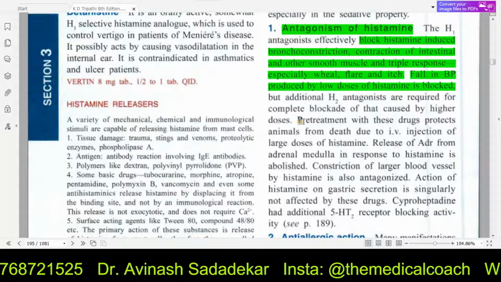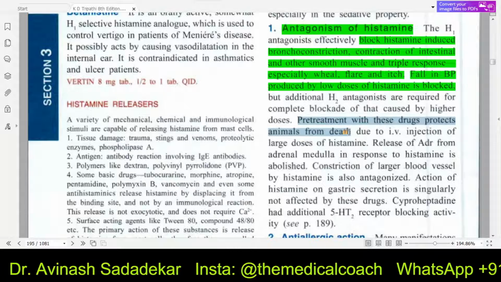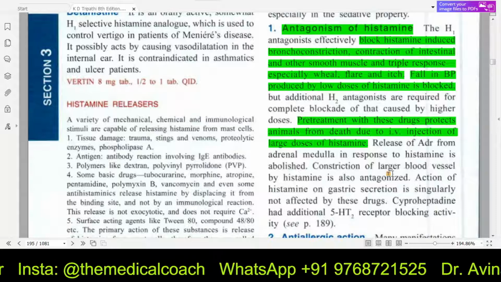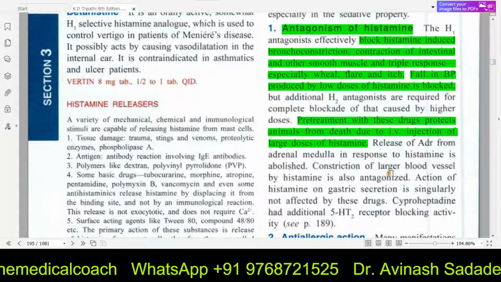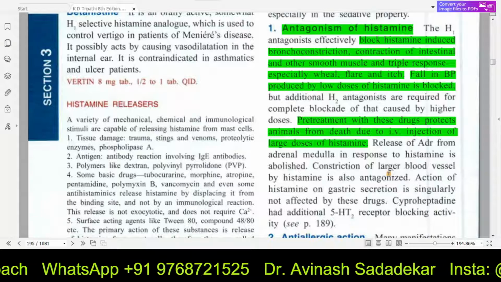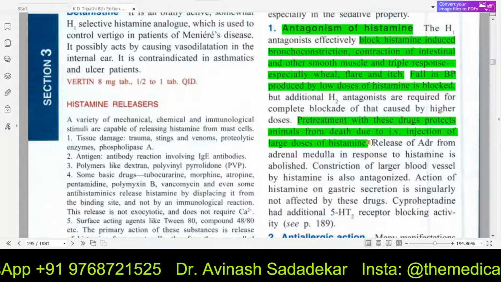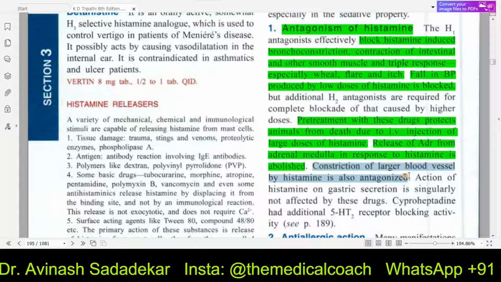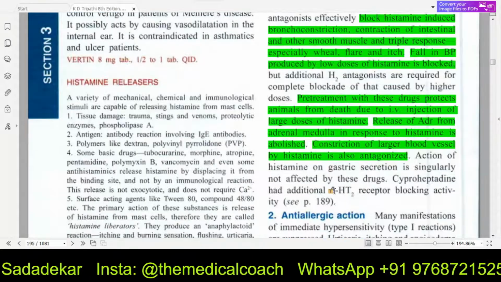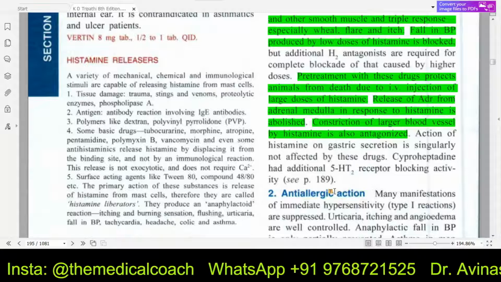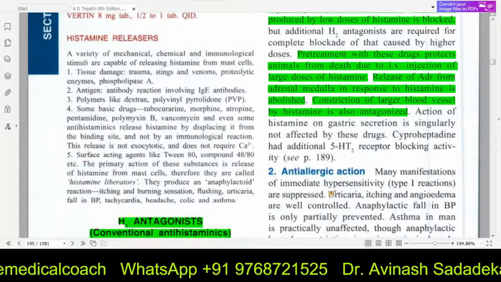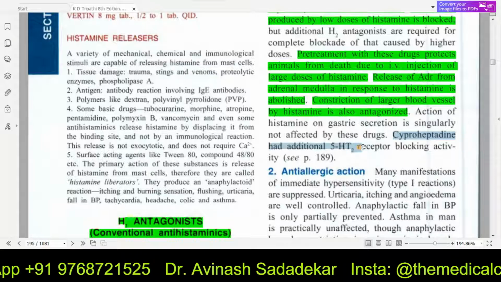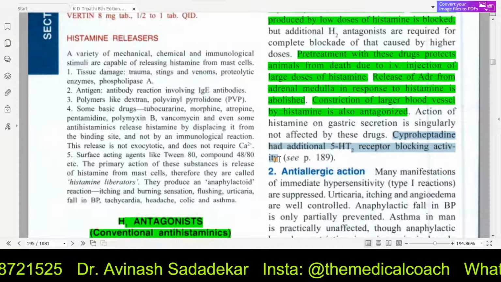Now if you pre-treat an animal with an H1 antihistaminic and then you give a large dose of histamine, the animal will not die because histamine will not be able to create its allergic reaction. The release of adrenaline is gone. Constriction of large blood vessels is antagonized. Okay, now not gastric secretion. Gastric secretion is H2, right? Cyproheptadine, one of the antihistaminics, has additional 5-HT2 receptor blocking activity. Important MCQ.